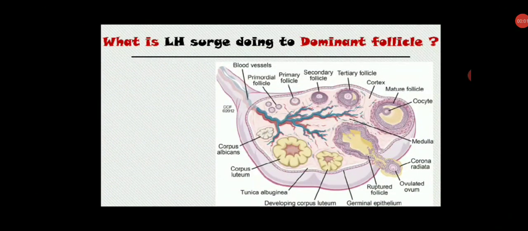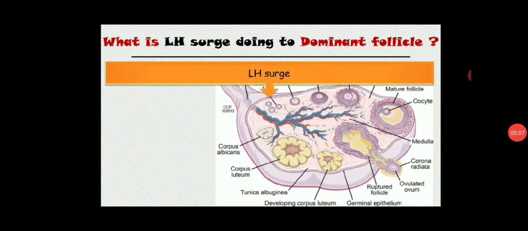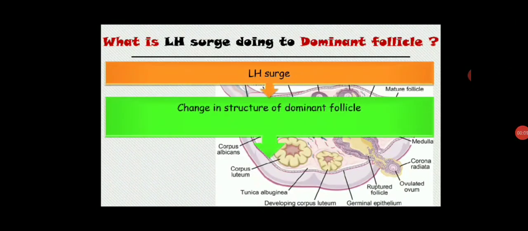What is the LH surge doing to the dominant follicle in order to cause ovulation? The LH surge causes changes in the structure of the dominant follicle. Now we already know the structure of a dominant follicle. What kind of changes will take place in the dominant follicle?